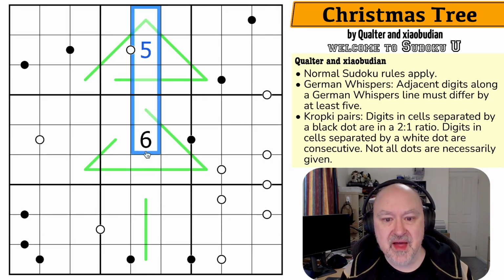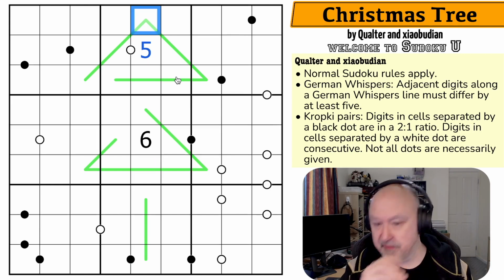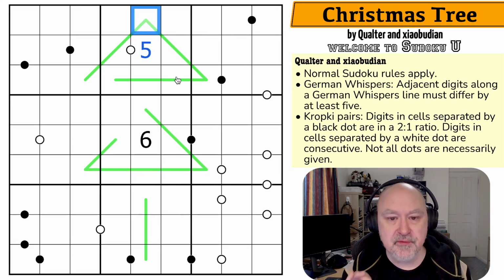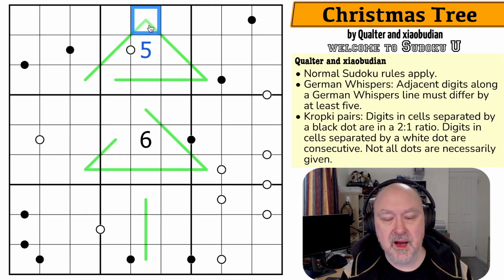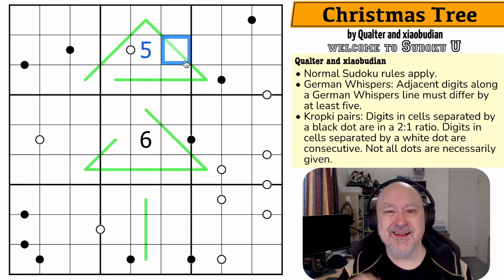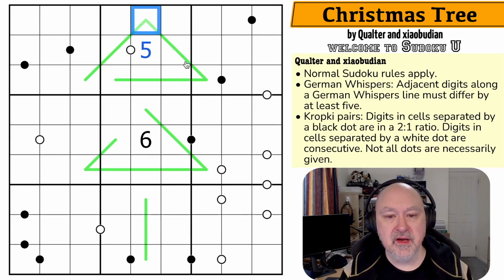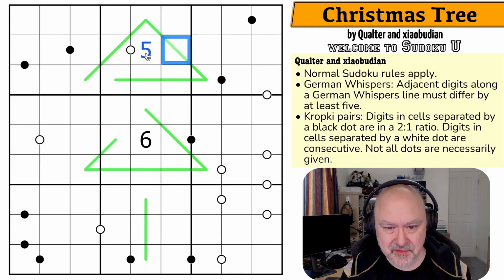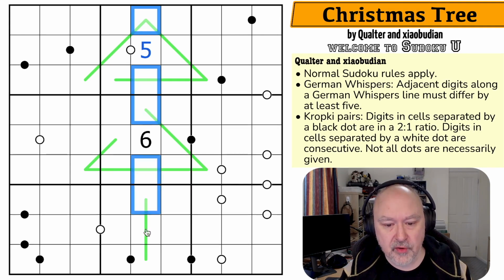And the reason I know that is a 5 is because of some of the fundamental rules of German whispers, which is you can never put 5 on a German whisper line. And the reason for that is you need to have at least a 5 difference between anything on a German whisper line and anything adjacent to it. So you need to add or subtract at least 5 from any adjacent cells. But if I put a 5 on a line, if I add 5 to a 5, I'm at 10 or higher. And if I subtract 5 or more, I'm at 0 or lower. And 0 or lower or 10 or higher are not valid Sudoku digits. So you can never put 5 on a German whisper line.